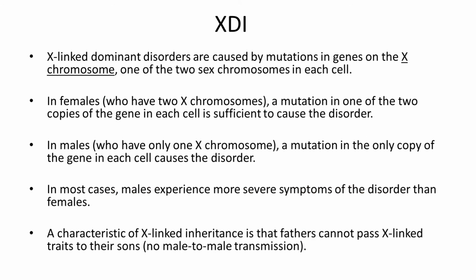XDI are caused by mutations in genes on the X chromosome, one of the two sex chromosomes in each cell. In females who have two X chromosomes, a mutation in one of the two copies of the gene in each cell is sufficient to cause the disorder. In males who have only one X chromosome, a mutation in the only copy of the gene in each cell causes the disorder. In most cases, males experience more severe symptoms of the disorder than females.